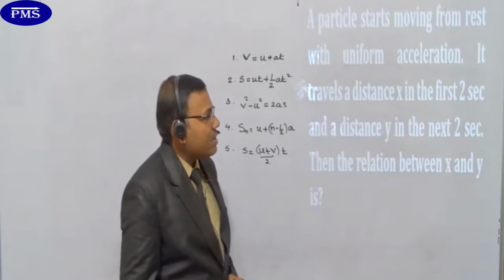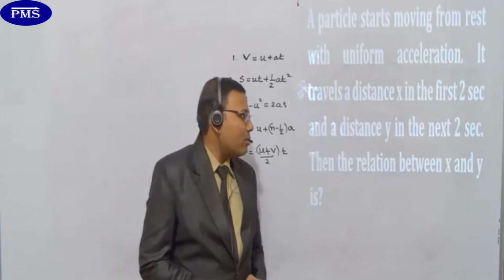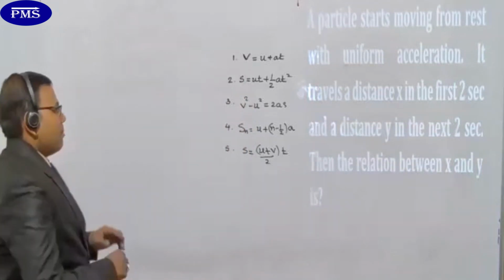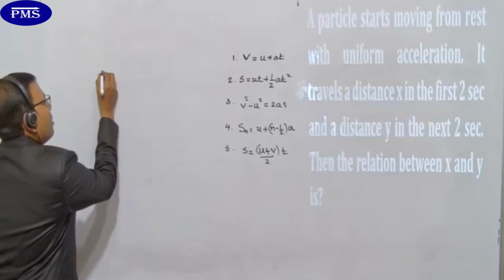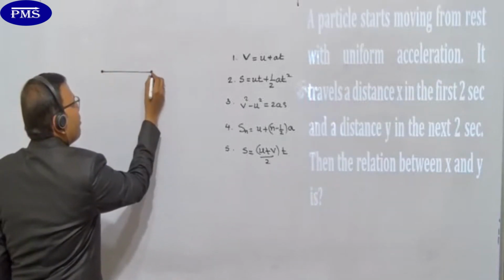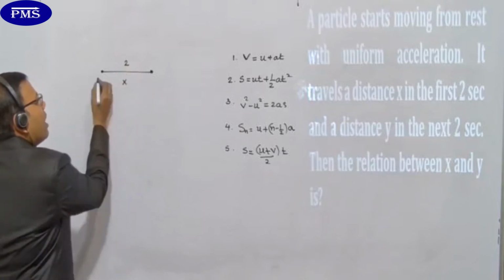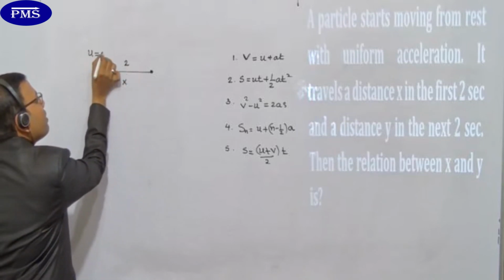Next, and a distance y in the next 2 seconds, and we have to find the relation between x and y. It's a very good question. Come, beta, see here, in the first 2 seconds, it is covering a distance of how much, x, and it's very important to note initial velocity is 0.